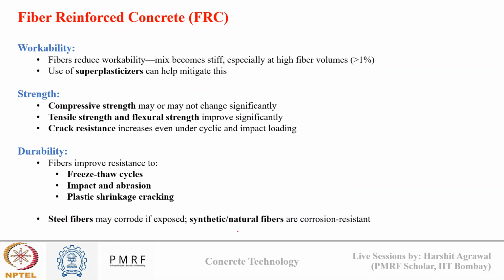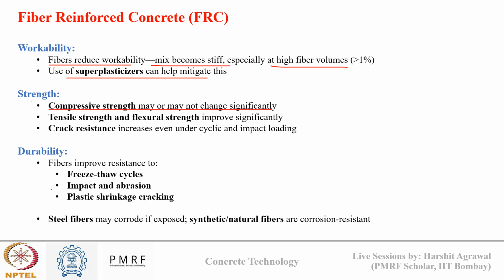And finally, how a fiber reinforced concrete behaves at different stages post concreting. Fibers generally reduce the workability because they are making concrete stiff. If we add high volume of fiber, to compensate against this, we use superplasticizers. Then strength: a fiber reinforced concrete may or may not increase the compressive strength, depending upon the volume of fiber. However, tensile strength and flexural strength are significantly improved. Why? Because fibers are bridging the cracks, so the crack resistance increases even under cyclic or impact loading.